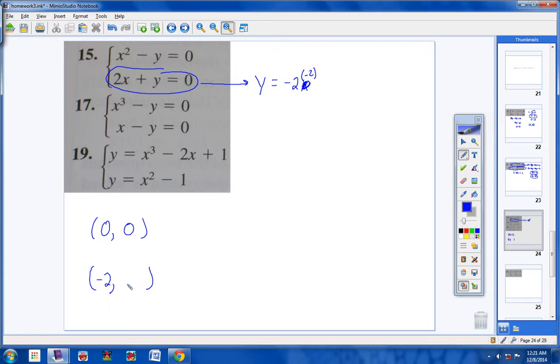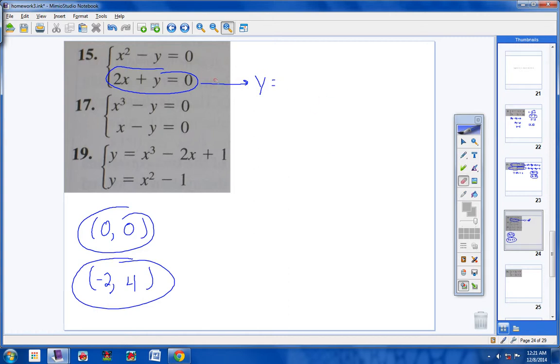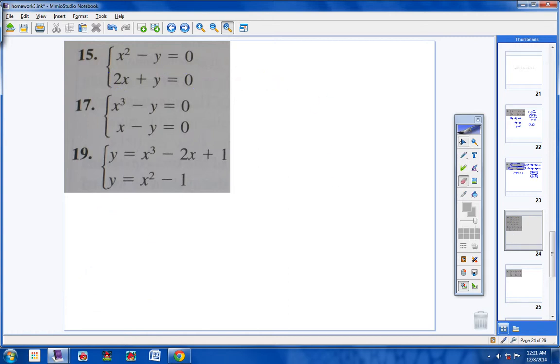And y would equal positive 4. So that means if you were to graph these two equations here, they would intersect in how many places? They would intersect in two different places. Okay? Alright, moving on to number 17.